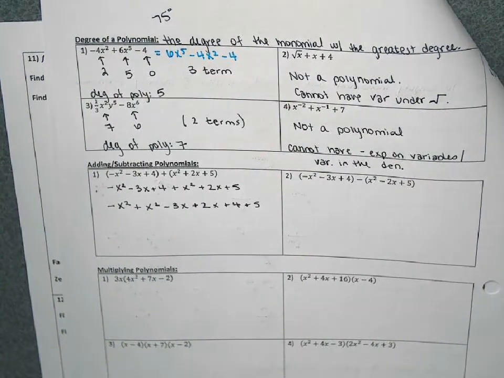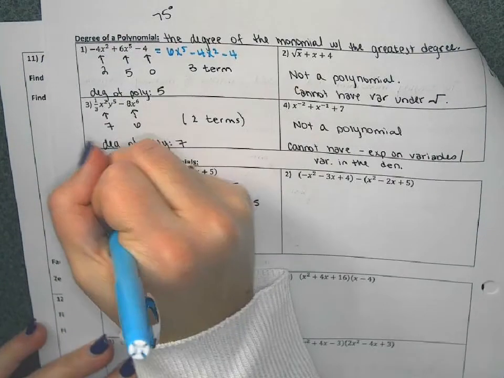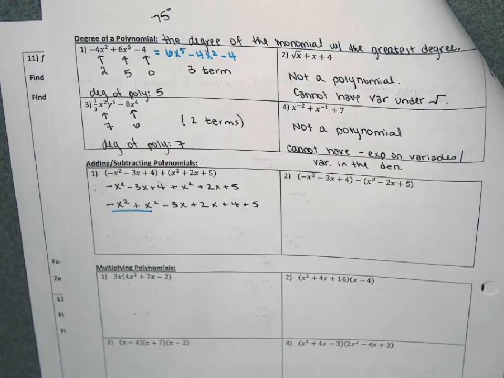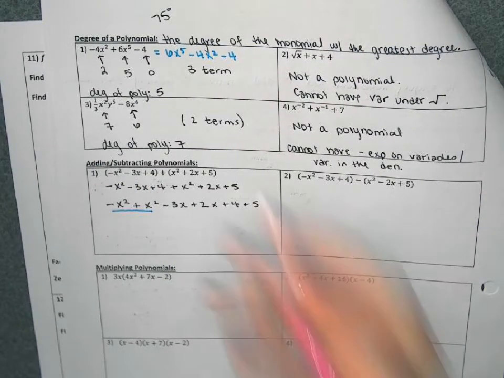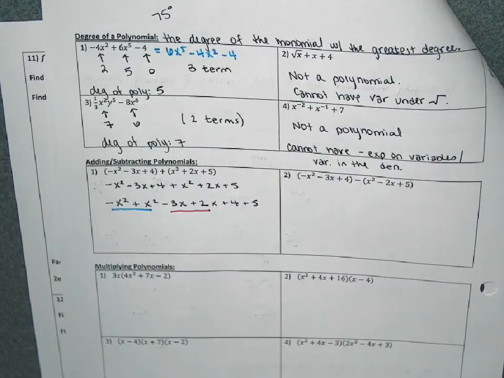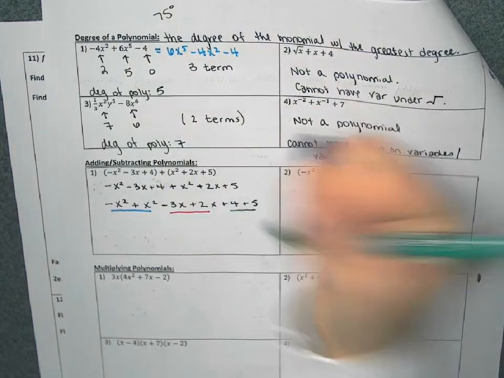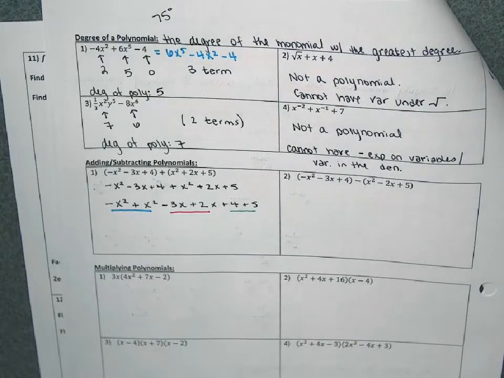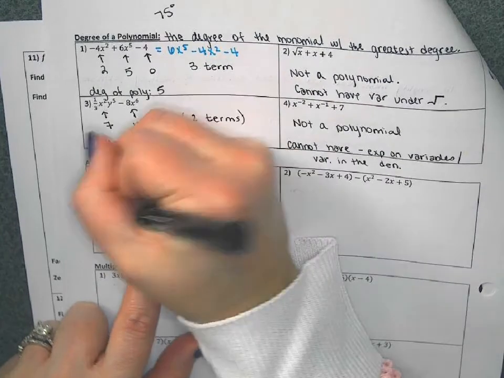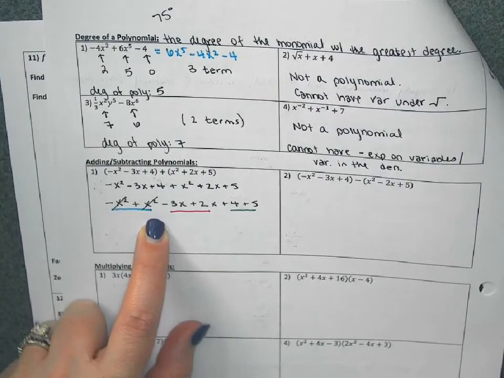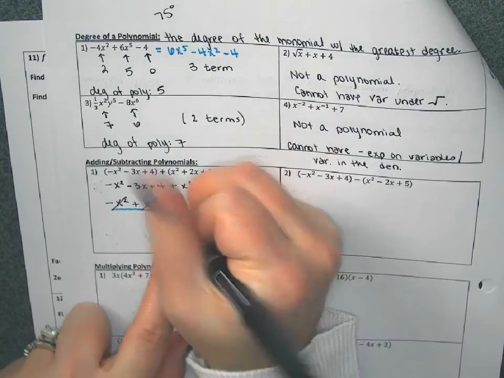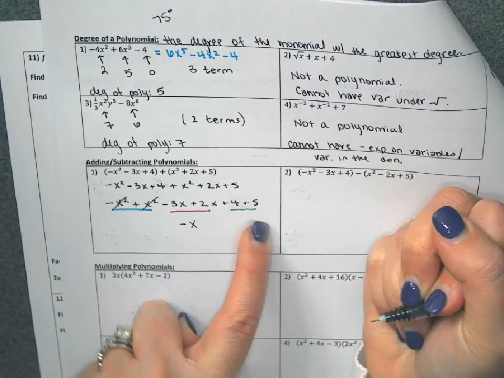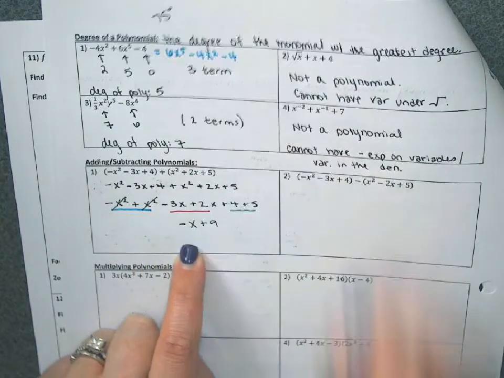Now, you don't have to rewrite that. That's not necessary. The reason I did it is because I wanted you to see I have multiple terms that have x squared. I have multiple terms with just x. And I have multiple terms that don't have a variable. Because all you're doing here is something that you guys are experts at, combining like terms. Negative x squared and x squared actually cancel. Those become 0. Negative 3x plus 2x is negative x. 4 and 5 make 9, so negative x plus 9.